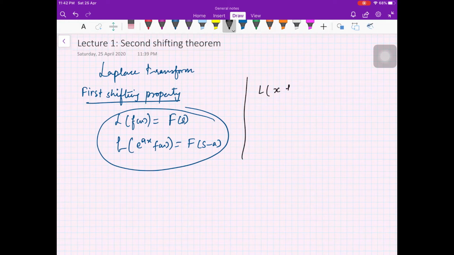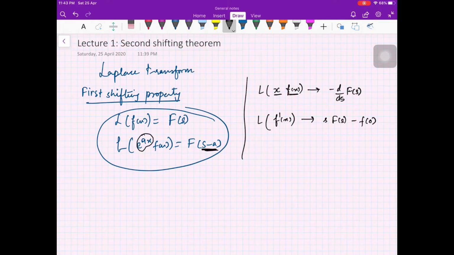We have done that if you multiply f of x with x, then on the right hand side you had to take the derivative, right? This is what also we had done, and then we had taken that okay, what happens if we take the derivative here? Then we have seen that on the right hand side you have to multiply with s, s F of s minus f of 0. So it was like this. Okay, here also you see now we have multiplied with e raised to power ax, and we saw that on the right hand side we have s minus a.